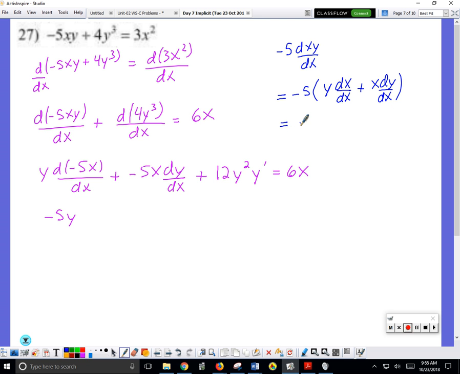This becomes 1, but this becomes x times y prime. And then you would distribute, so you have negative 5y minus 5xy prime, which is the same thing we're going to have here. So, 2 points for Kes.